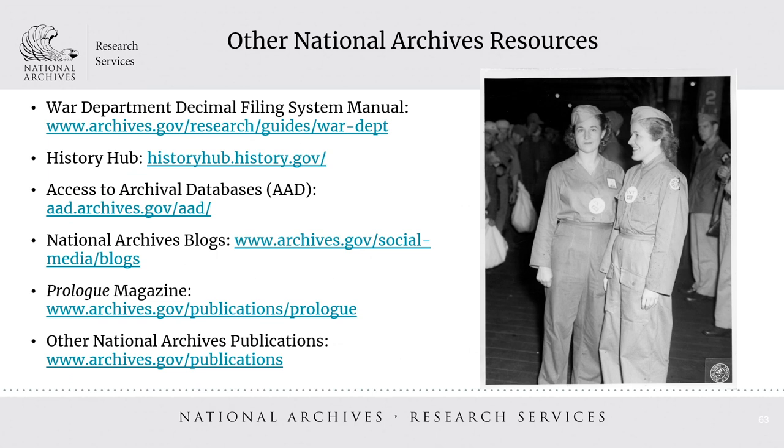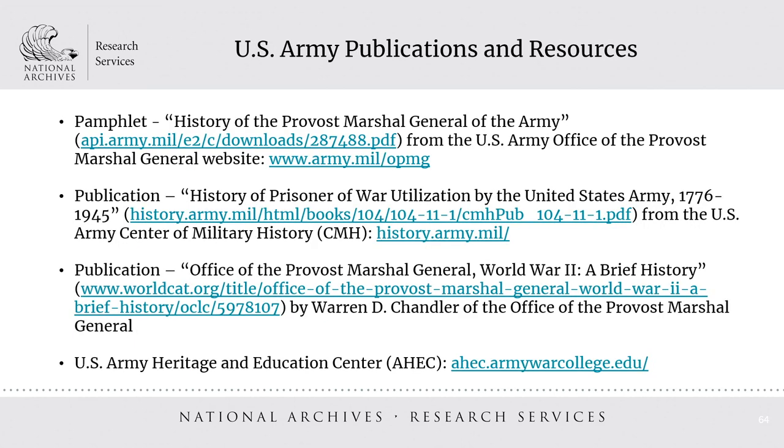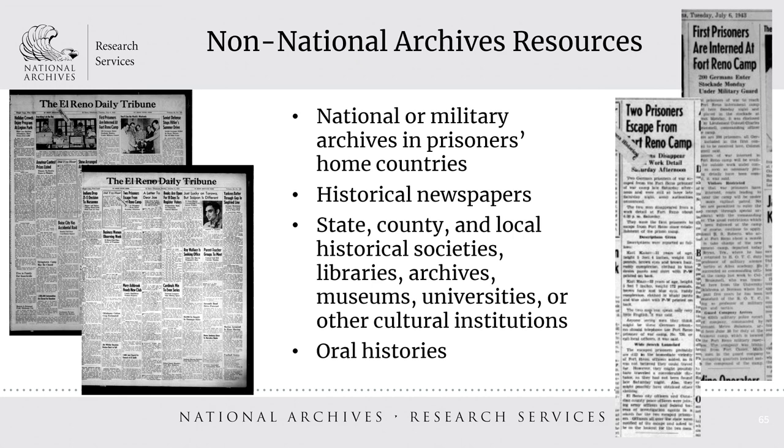Plus, you may want to check out History Hub, the National Archives online research support community. The Army itself also provides some information and publications that you might be interested in, and you may contact them directly for additional guidance about these resources. And finally, other resources like historical newspapers can be a great source of information. Plus, you may want to contact historical societies, libraries, archives, and other state and local organizations. Their collections and resources are more likely to relate to the camps and prisoners that were held in their particular areas. In fact, several of the images that I shared today came from the Fort Reno Historical Society.